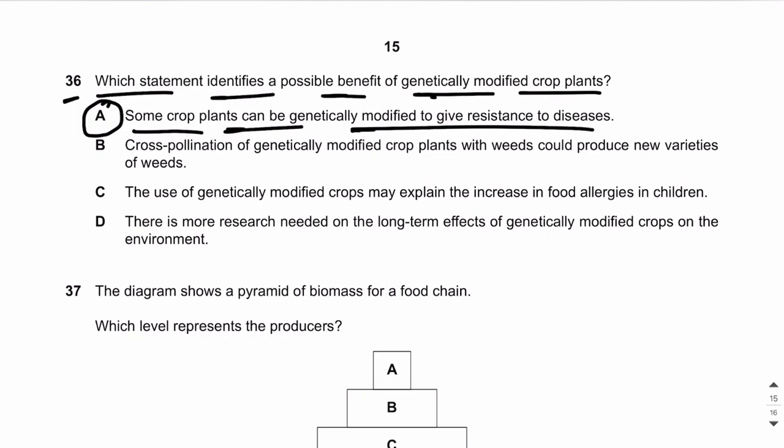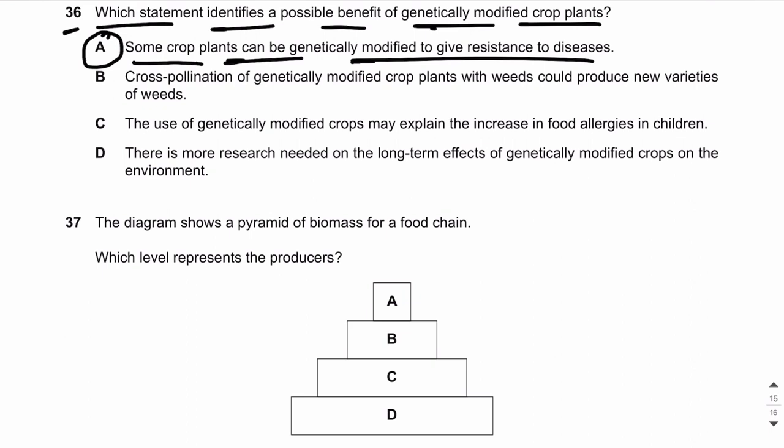And this is a beneficial point because we know that many crops are susceptible to many diseases, and if they get the disease, the crop yield will significantly decrease. So what we can do is make them genetically modified so they will not be affected by the disease and the yield will improve, and that is a possible benefit. So answer is A, right?